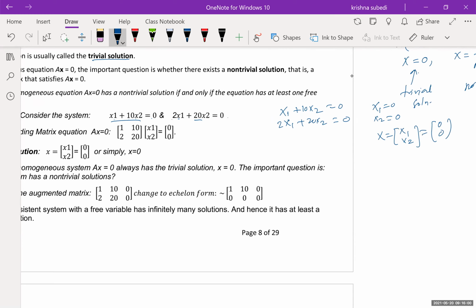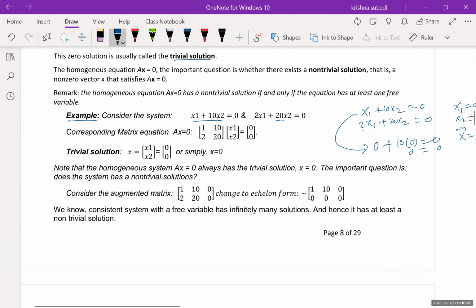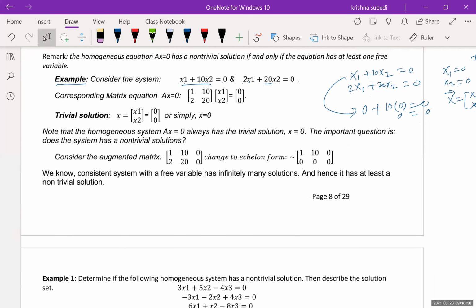If you don't trust me, you can plug in this value and see whether the left side and right side are equal or not. For example, let me substitute this. If x1 equals 0 and x2 equals 0, then 0 equals 0, it's satisfied. And this also satisfies the second equation as well. So we are sure that 0 and 0, this vector x, is one of the solutions, which we call the trivial solution. Now the question is, does this system have a non-trivial solution? How do we check that?